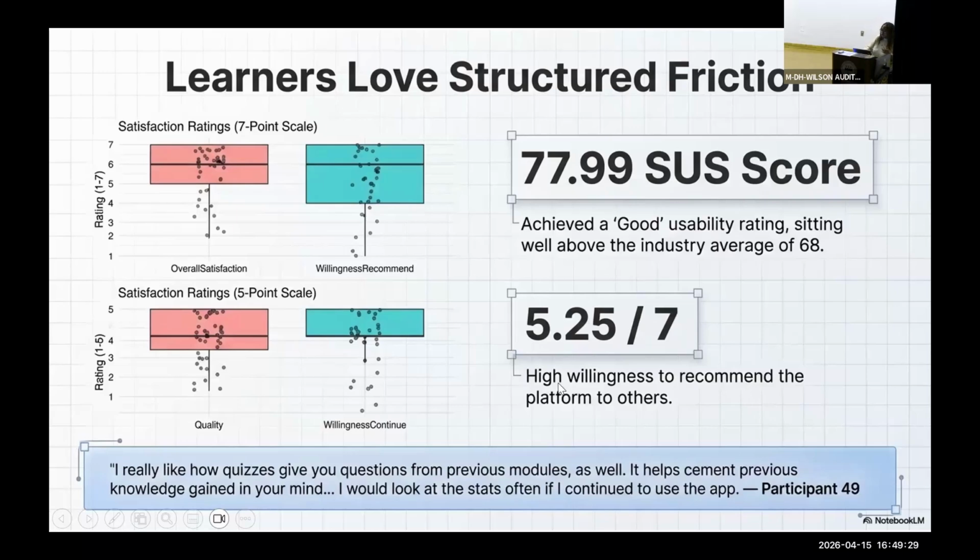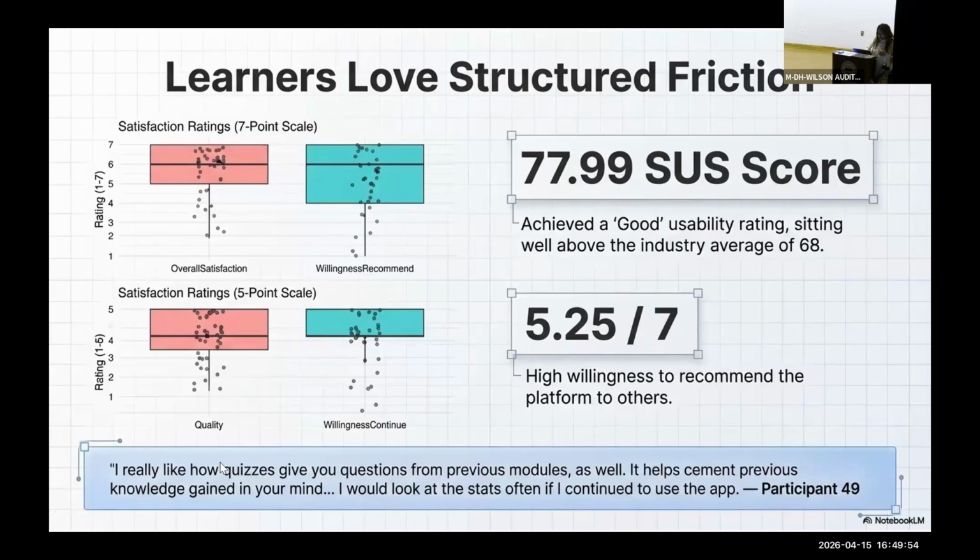One thing we noticed is they really liked working with this system. The average System Usability Score is usually about 68, which represents good. We got about 78. So our participants really liked the system, and they were willing to recommend it to others. We also had high satisfaction scores.